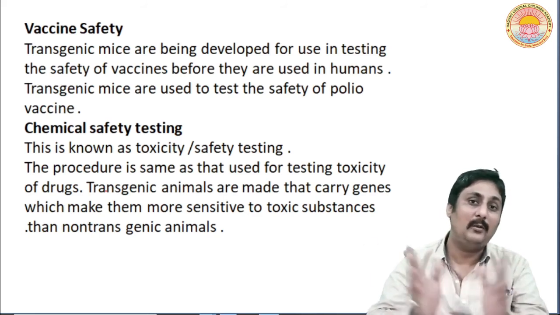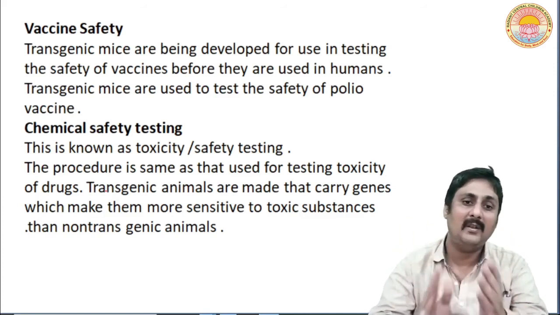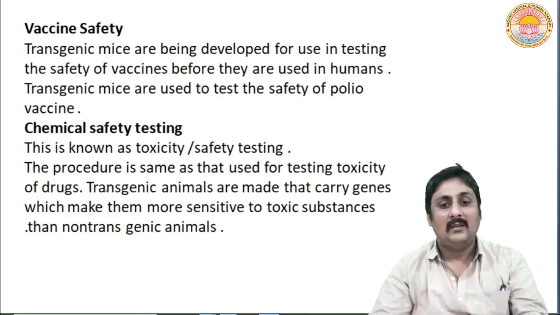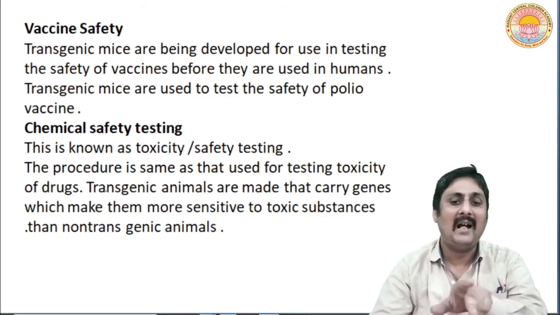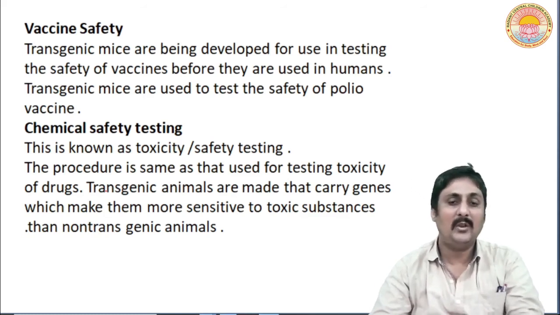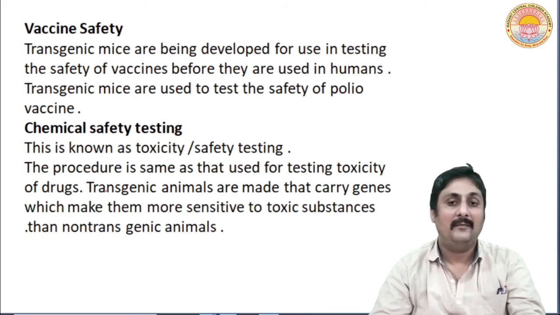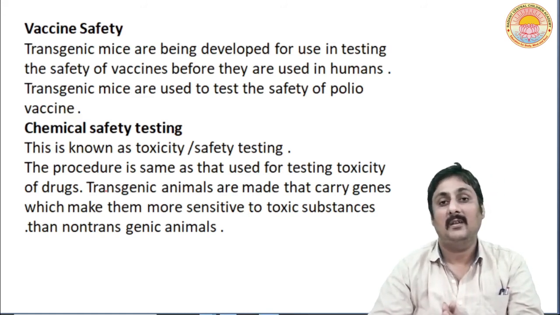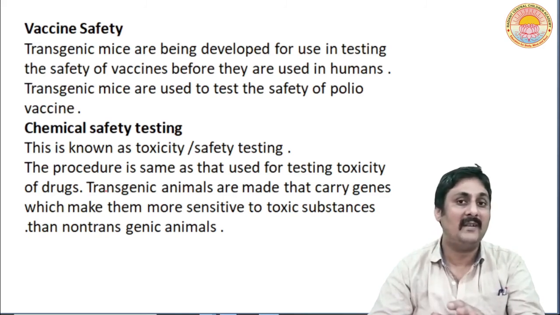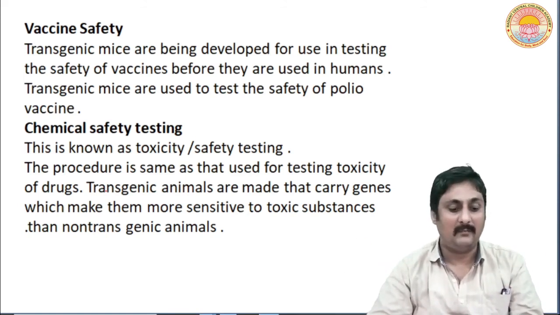Now, the last but not the least benefit is chemical safety testing. The concept is very similar to the vaccine safety, which I have already told you. Transgenic animals are made in such a way that they carry genes which make them highly sensitive to toxic substances. So even a minute amount of toxic substances which can create a problem in transgenic mice, and the effect of that particular toxic problem, can be studied with the help of transgenic mice. Naturally, those products will not be advisable for use in human beings. So these are all the benefits of transgenic animals which we have discussed.